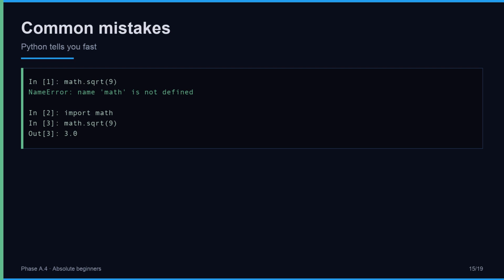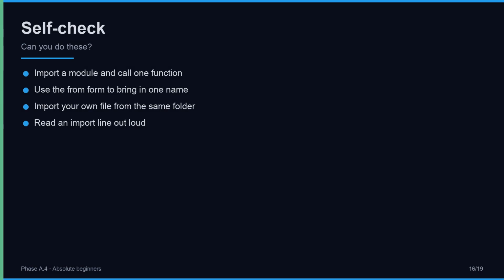Python tells you fast. Quick self-check. Can you import a module and call one function with the dot? Can you use the from form to bring in a single name? Can you import your own file from the same folder? Can you read an import line out loud and explain what it does? If any feels shaky, rewatch that part. You do not need to memorize every form, just the two basic ones.